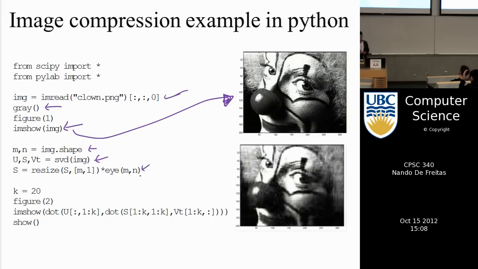And finally, this is just some trickery to make sure we get a diagonal matrix with the singular values on the diagonal. And then I truncate, so I only take the top k components. In particular, I choose k equal to 20 in this truncation. I take the dot product of u times sigma times v transpose, and I only take the k largest. If I take the k largest, I get this image. That's what you get when you compress this image with only 20 singular values.